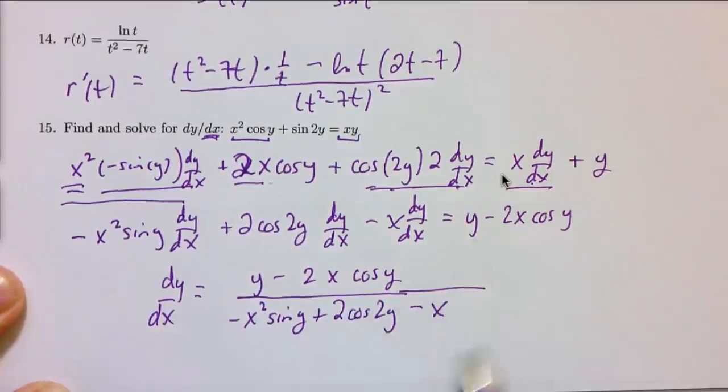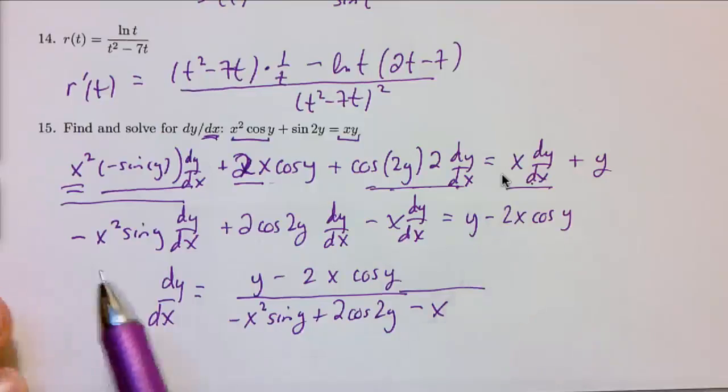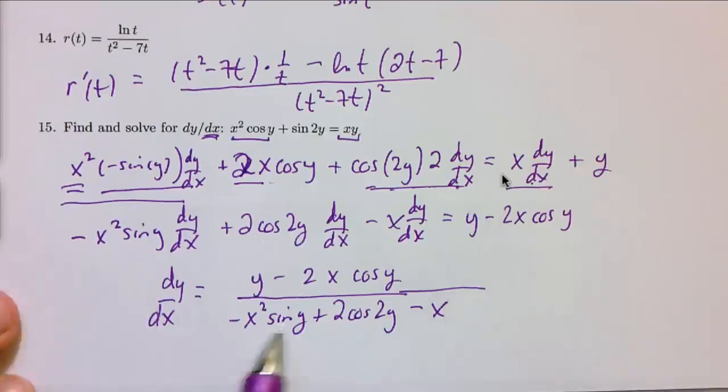Now I made the choice to move the dy dx terms to the left and the other terms to the right. If you switch it around, you're going to get the same answer. It'll look a little different, but if you factor a negative out of the top and the bottom, you'll see that your answer and this answer are identical.